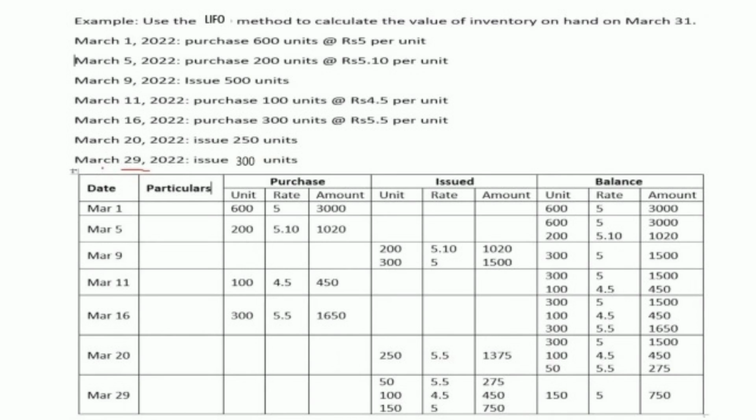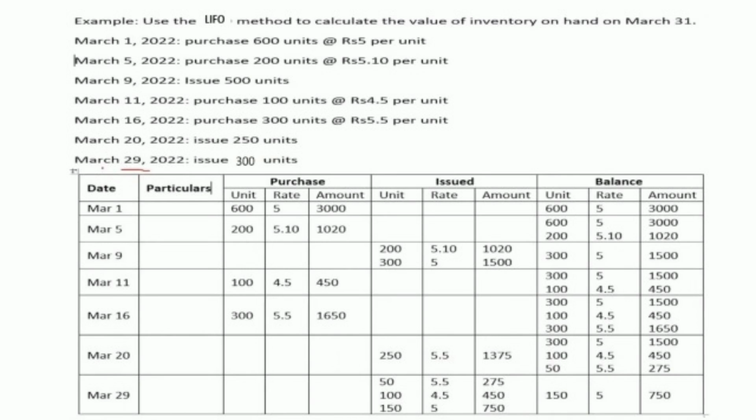First of all, there is a date column in it. Here we write the date of inventory purchased and issued. After that, there is a particulars column. Here the details of the inventory are written, that is, which inventory was purchased and which inventory is issued. It can be its bill ID or its transaction ID. Then there is a purchase column.